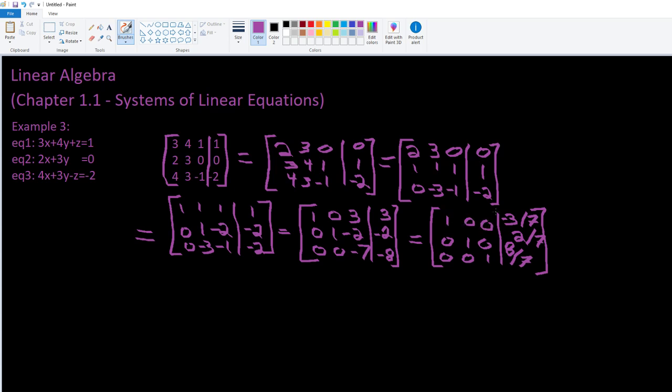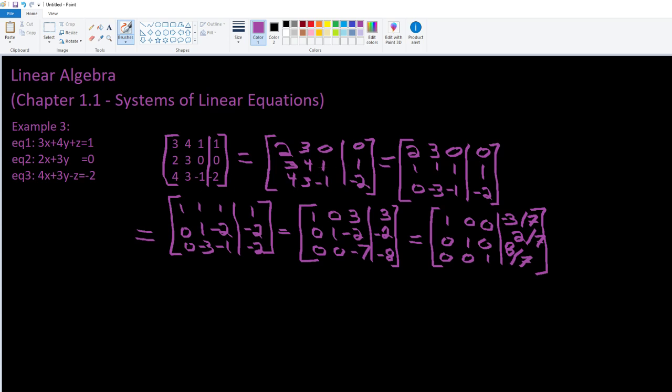We check, and that is indeed the solution. So x is negative 3 over 7, y is 2 over 7, and z is 8 over 7. So here you can see we did only the original 3 elementary row operations, and we solved this series of equations going through this matrix algorithm, and we got these results.